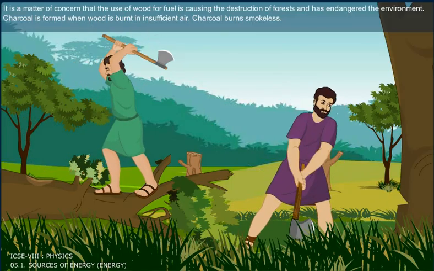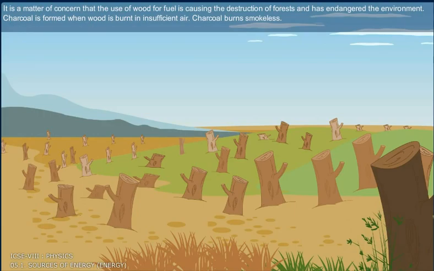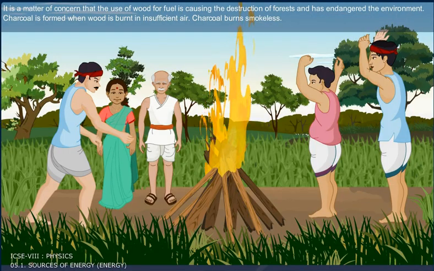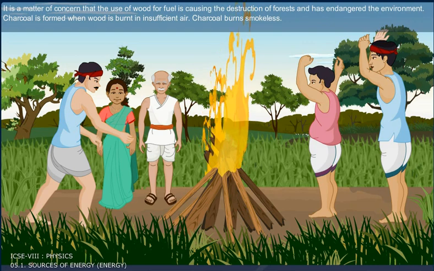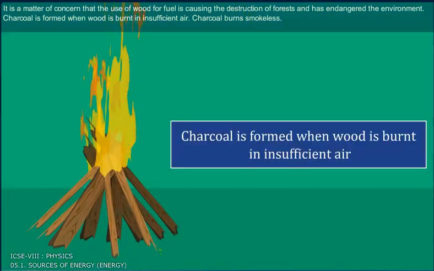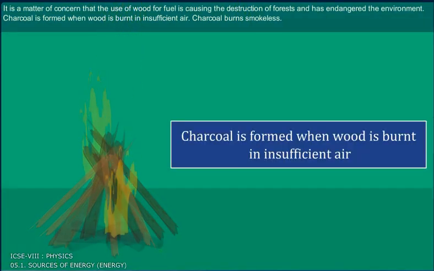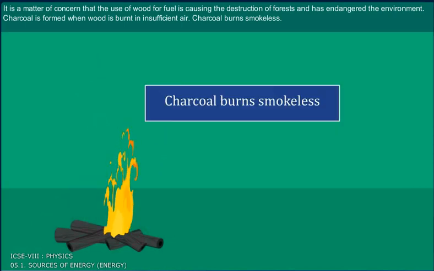It is a matter of concern that the use of wood for fuel is causing the destruction of forests and has endangered the environment. Charcoal is formed when wood is burnt in insufficient air. Charcoal burns smokeless.